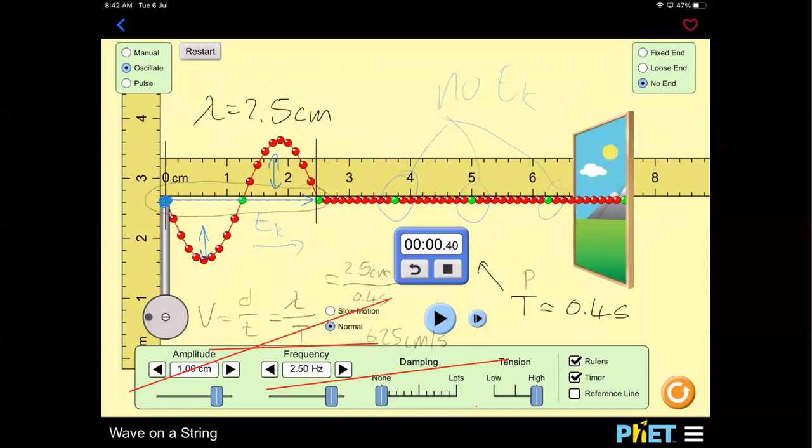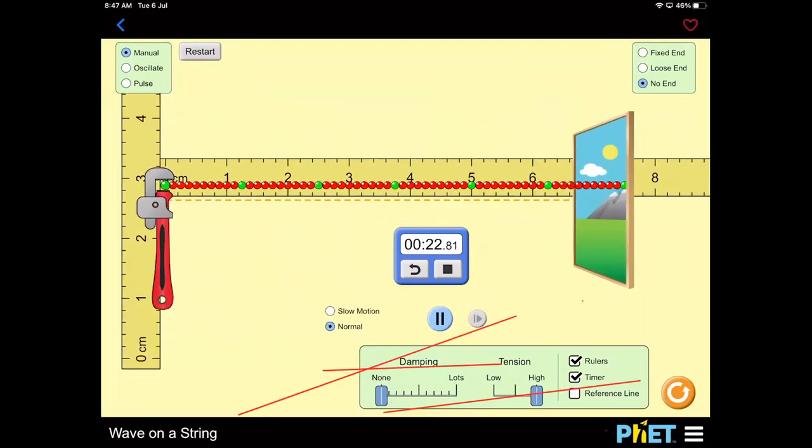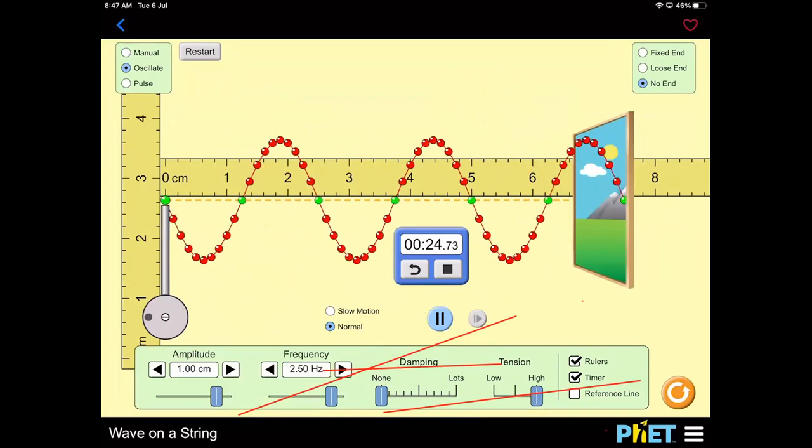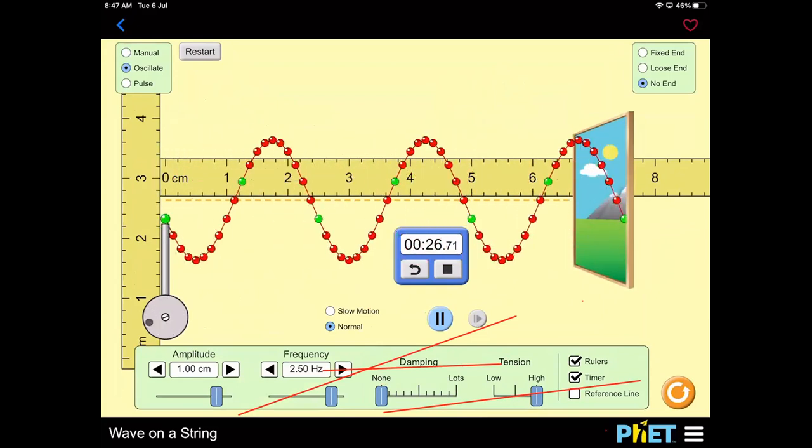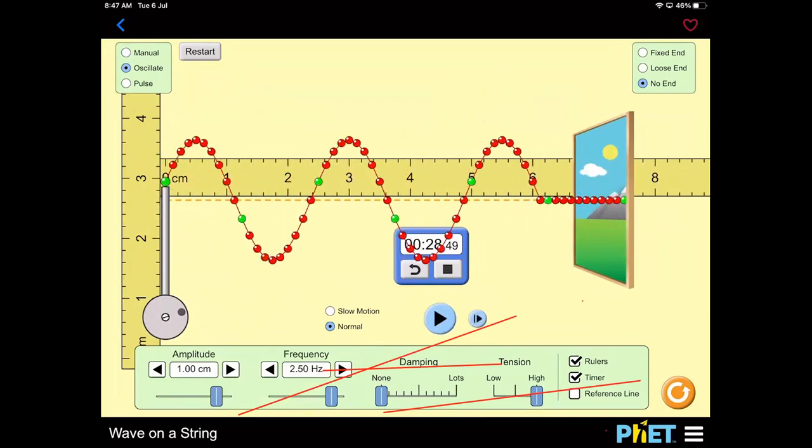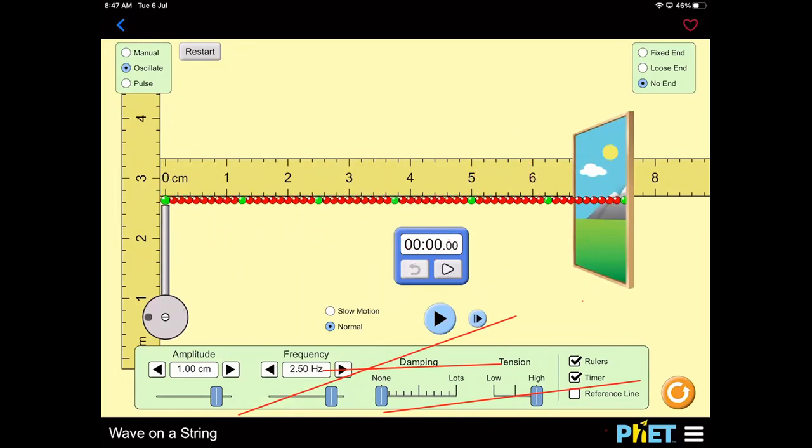Cool. So the speed of the wave is 6.25 centimeters per second. Okay, so let's restart, pause, restart the timer, restart the wave. Now we're going to keep amplitude the same, and what we're going to do is change the frequency from 2.5 to 1.25. So we're going to exactly halve the frequency. We don't have to halve it, we're just choosing a nice number because it'll probably work out nicely.